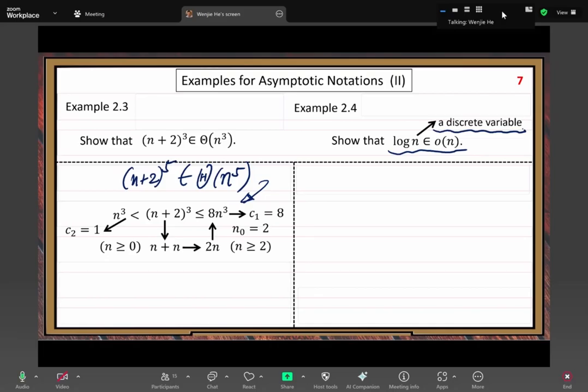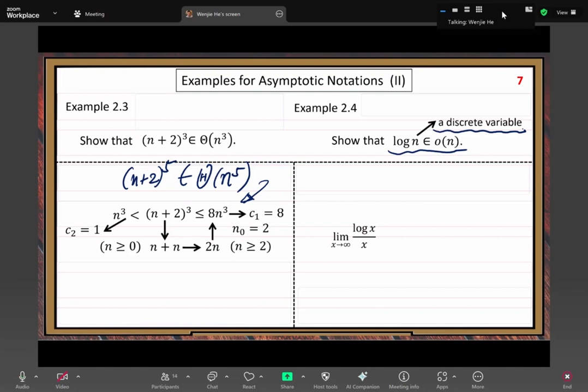For that reason, we need to do a conversion. The conversion is very simple. We convert this discrete variable to a continuous variable. We can treat them as two different functions, although they are closely related. One is the continuous version, another is the discrete version, but the same function. So let's use the continuous version to calculate the limit.